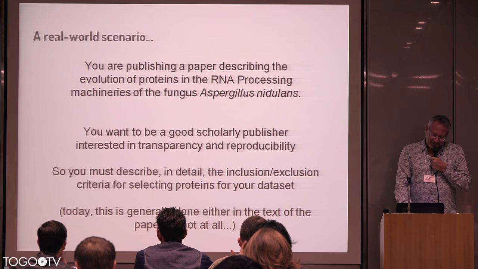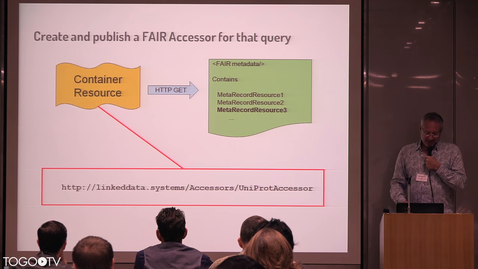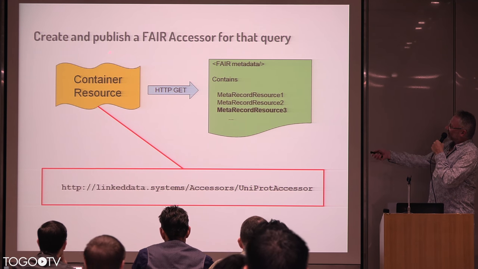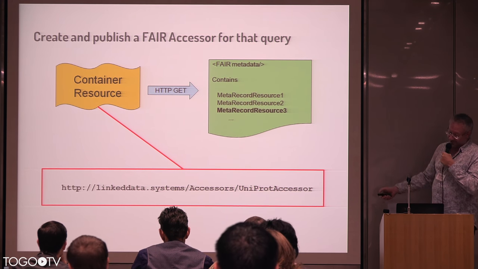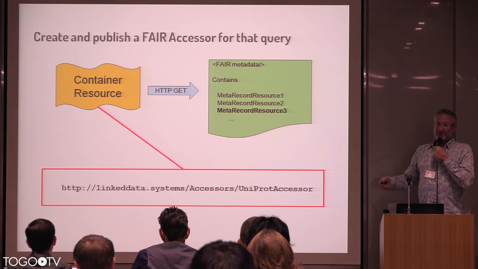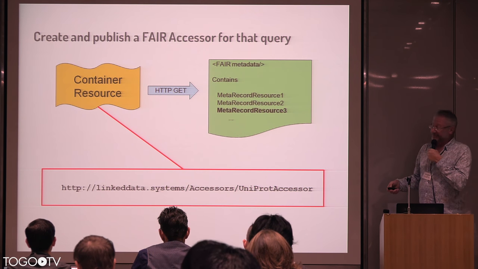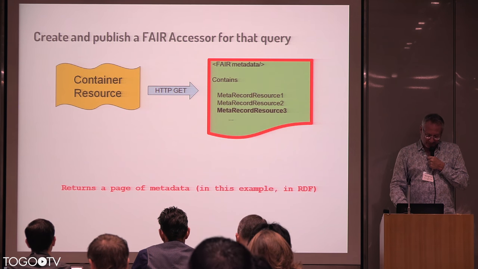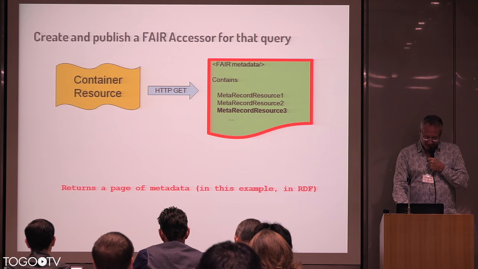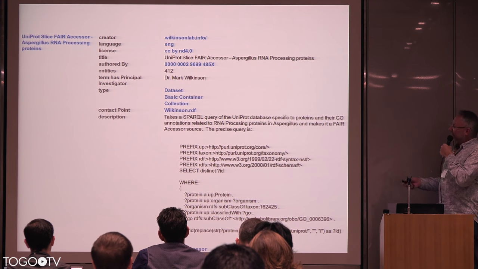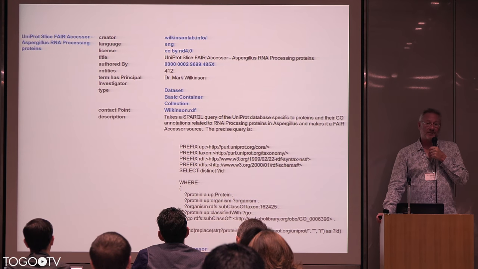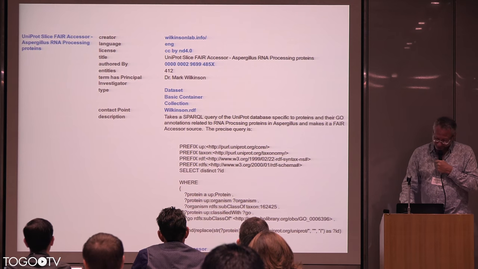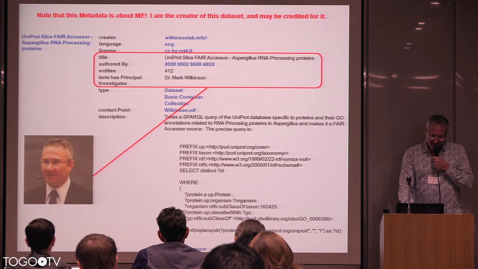Right now, there's no really good way to do that. So I'll show you what we did, because this is actually a real experiment. So we have a container. This URL is live if you want to try it. It returns RDF, so it might not render in your browser. So there's our container called get, and it's going to return a page of metadata. In this example, I'm rendering the metadata using the tabulator plugin, so it's rendering as HTML, but in fact this is RDF. So this is the metadata that's returned.